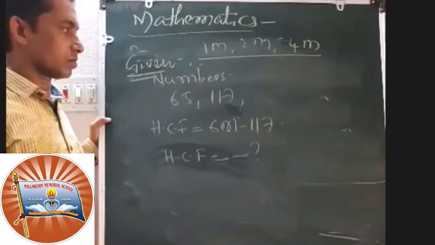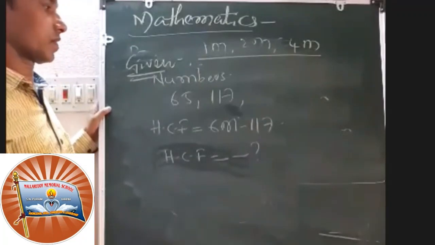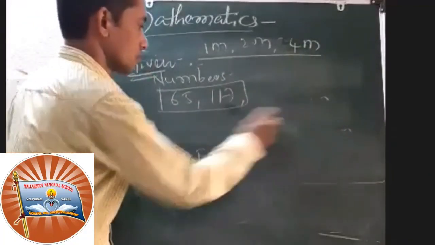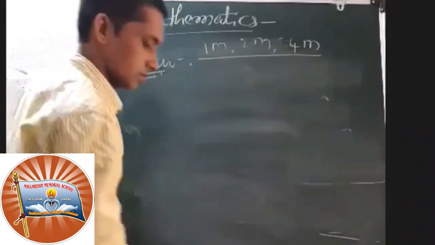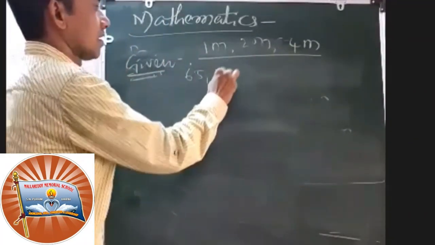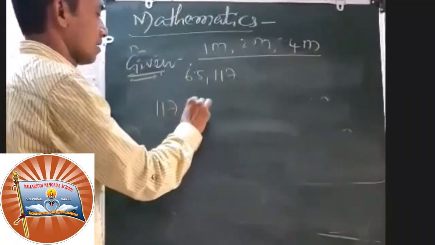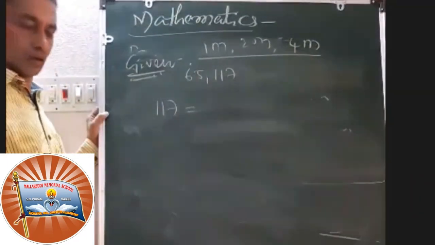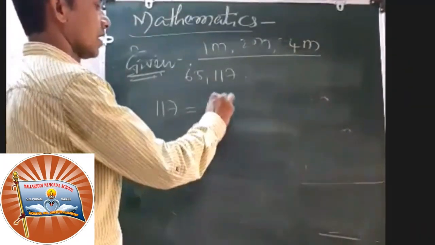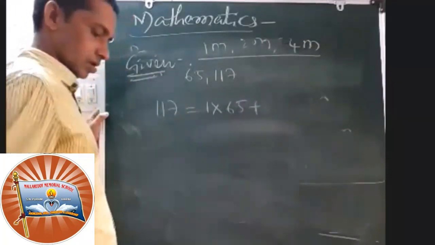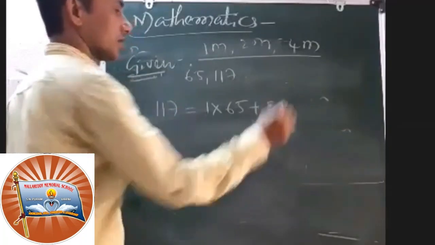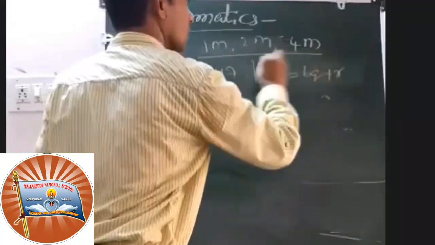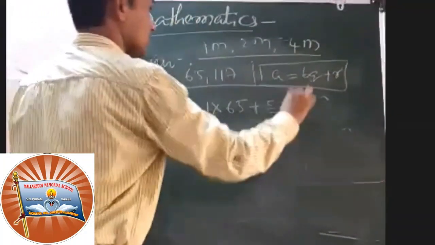Then what do we do? Based on the Euclid division lemma, first of all we have to find out the HCF. Now let us see what I do. Among 65 and 117, you take the bigger number, 117. How many times does 65 go? Now you can take 65, 1 into 65 plus 52 here. This is the remainder. So here I use a is equal to bq plus r. This is the form of the first step.